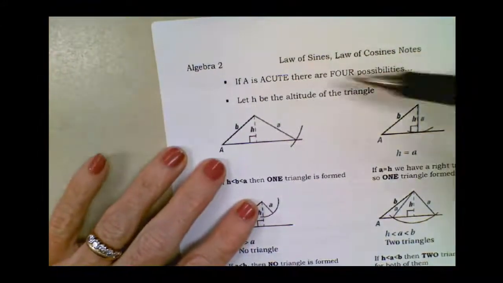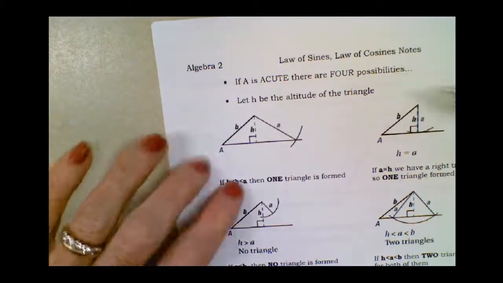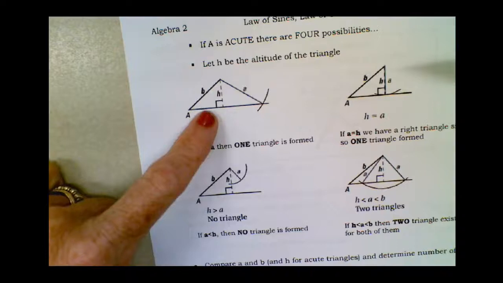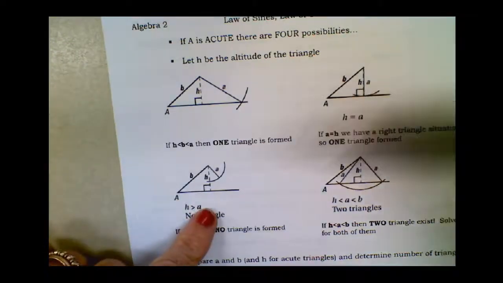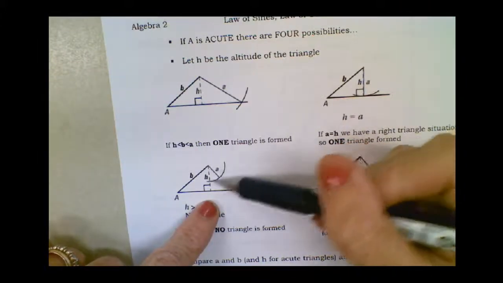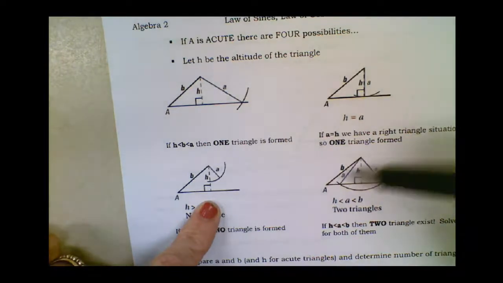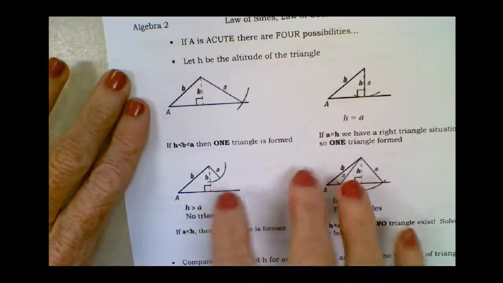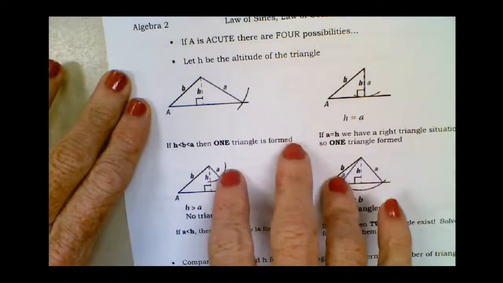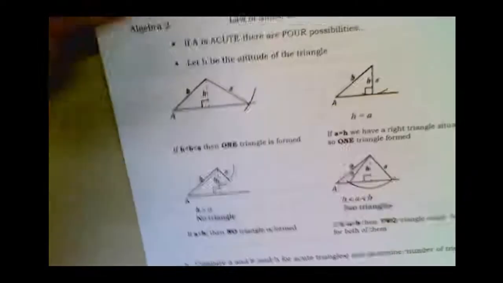If A is acute, if this angle is acute, there are four possibilities. You could have one triangle formed. You could have a right triangle formed. You could have no triangle, or part of a triangle where there's a little leg that doesn't attach all the way down. Or you could have two triangles formed, 1 and 2. These are just triangles to be aware of. You'll find that these are going to be some of those situations where you may be given a ratio that's larger than 1, which you know is an impossibility.